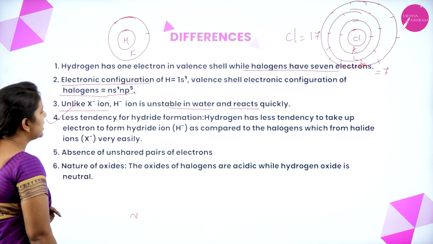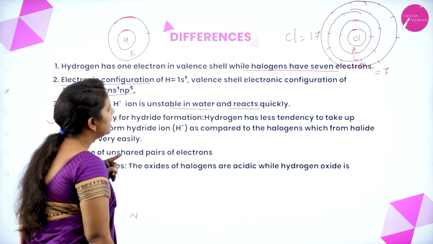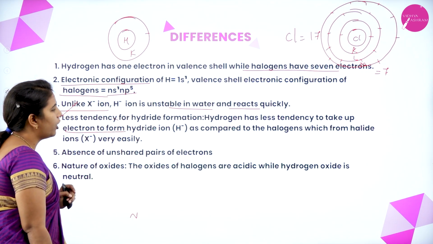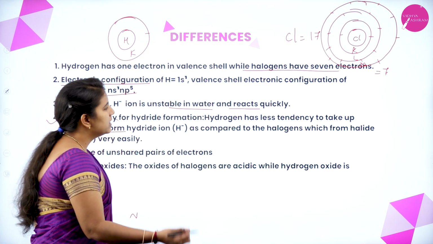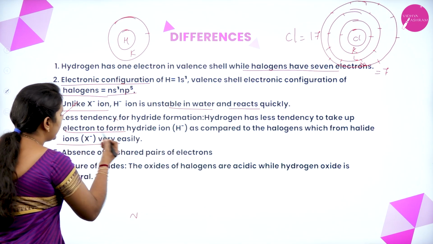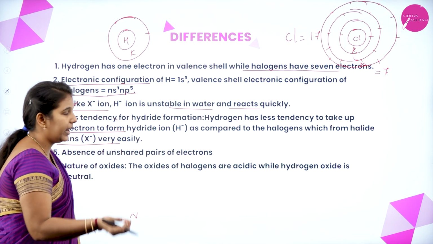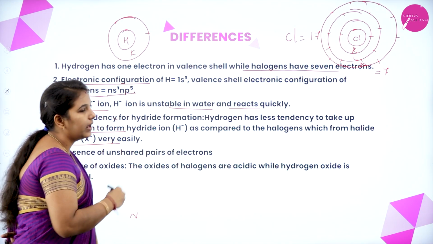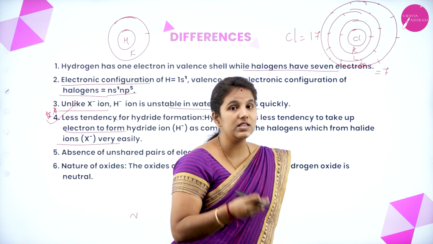Hydrogen has less tendency to take up an electron to form a hydride ion compared with the halogens, because halogens can easily form a halide ion by accepting one electron. So this is another important thing that you must know, that halogens can easily accept an electron because of their valence shell.